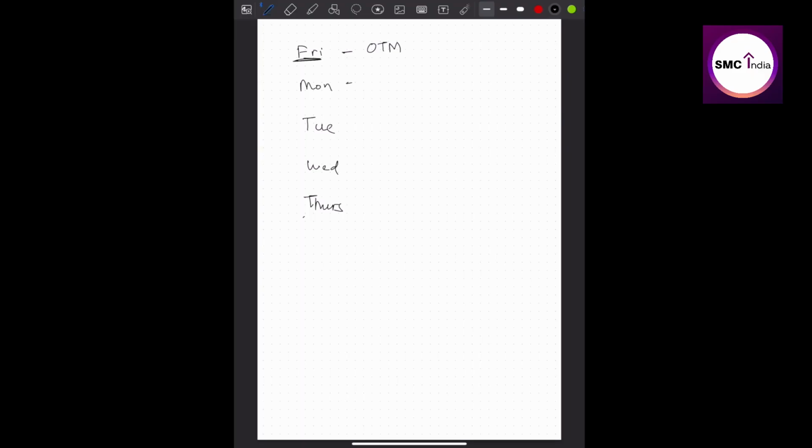We can even trade out of the money on Monday. On Tuesday we'll prefer at the money. On Wednesday, depending on the market condition, I cannot explain that. You will get to understand on your own. This is self-realization, this is self-instinct. On Wednesday we'll trade at the money or in the money.